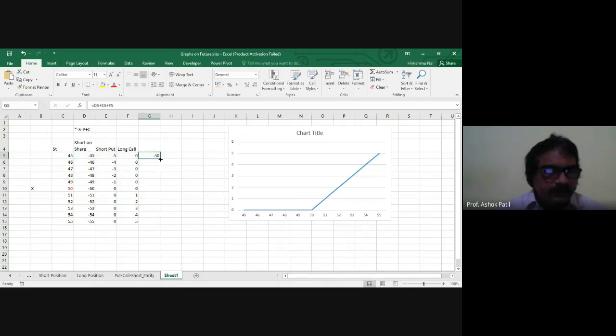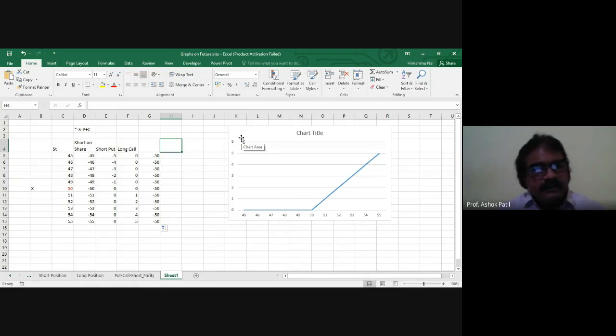Now you can see that it is a straight line. Minus 50, everywhere is minus 50. Correct. So now you can draw the diagrams whichever way you want, but the calculation, we got it. What is it saying? If you have a short share position, you have a short put with it, and you have a long call with it, you are getting a fixed output which is minus 50. So whatever is the underlying price, whether it is 45 or 55, my total portfolio value at maturity is 50.